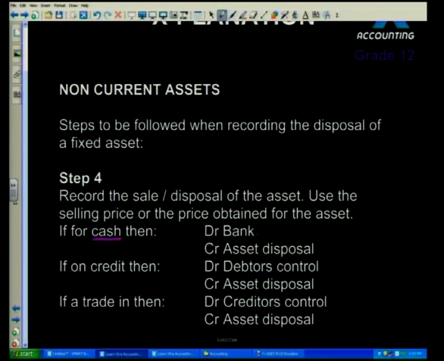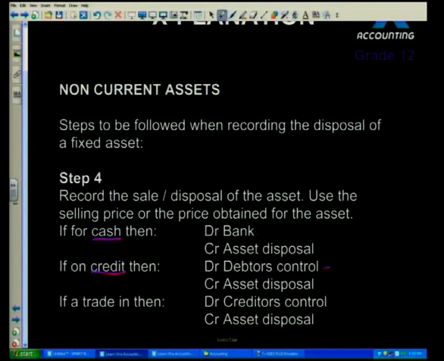Of course, instead of selling the vehicle for cash, we could sell it on credit. If we sell it on credit, nothing is happening to bank. Instead, we have a debtor, and that debtor now owes us money. That means we are going to have to debit debtors control. In the same way, we will credit the asset disposal account, but our details will be different. We will write debtors control instead of bank.